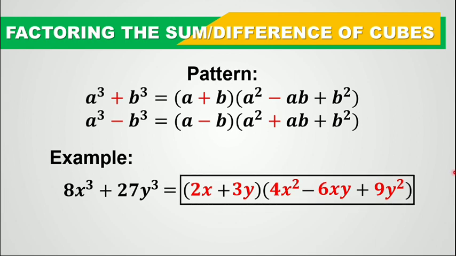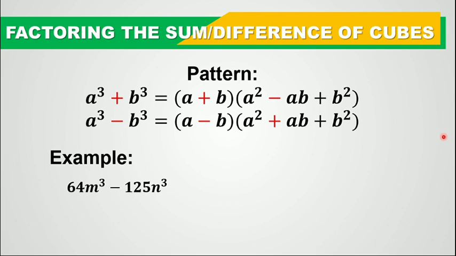Alright? Now what about this one? So let's get the factors of 64m cubed minus 125n cubed. So again, just get the cube root of the first term. So the cube root of 64m cubed is 4m. And then minus, so you also have to use the subtraction operation. So minus the cube root of the second term. So the cube root of 125n cubed is 5n.